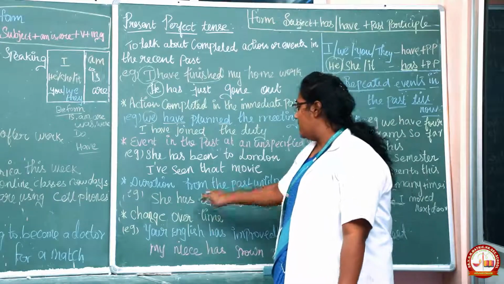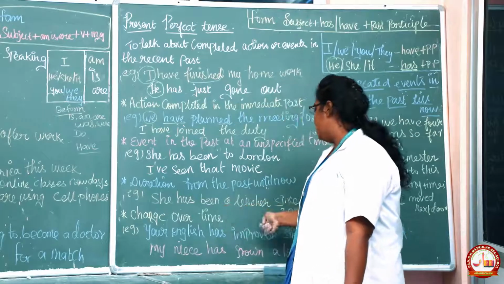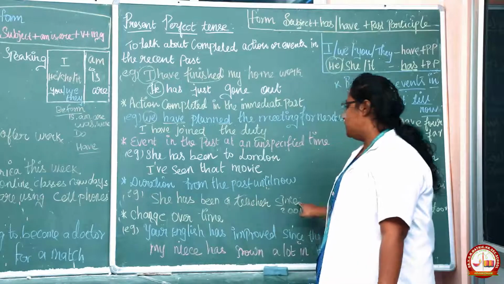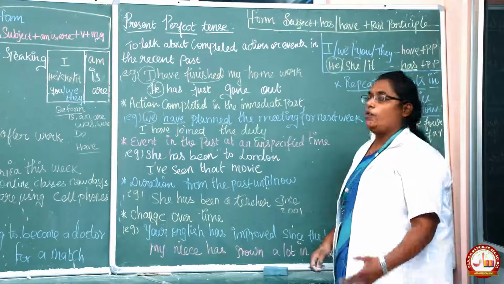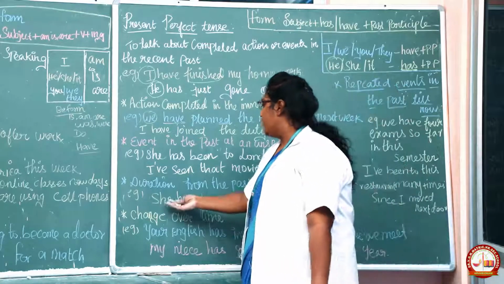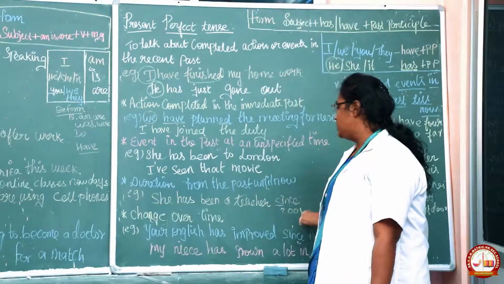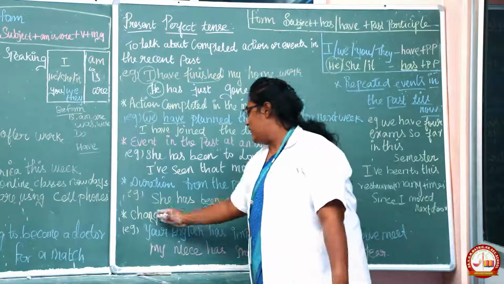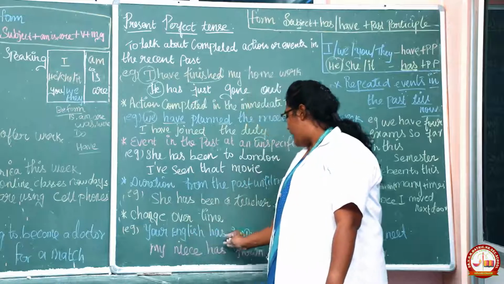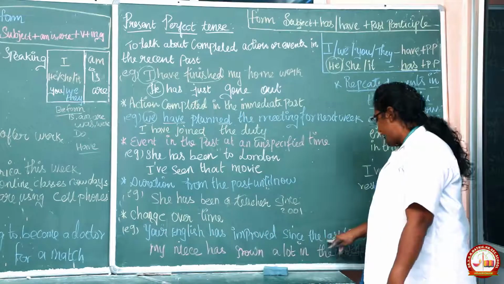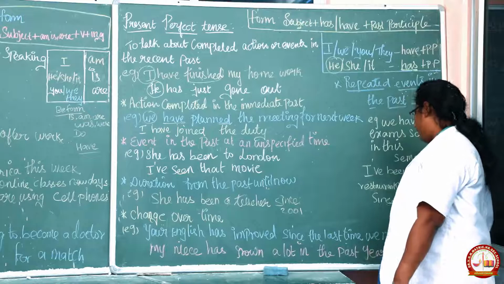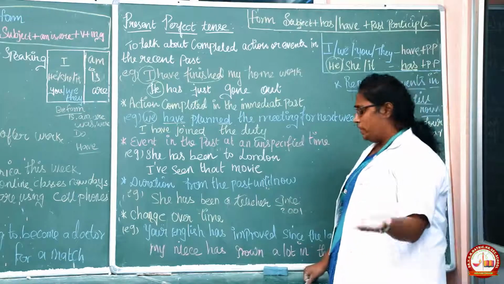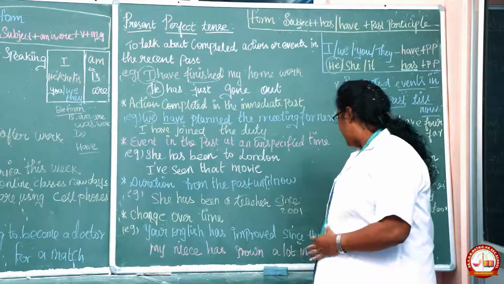The next one is duration from the past till now, until now. "She has been a teacher since 2001." Now also she is a teacher. So she has been a teacher since 2001. Next, change over time. "Your English has improved since the last time we met."